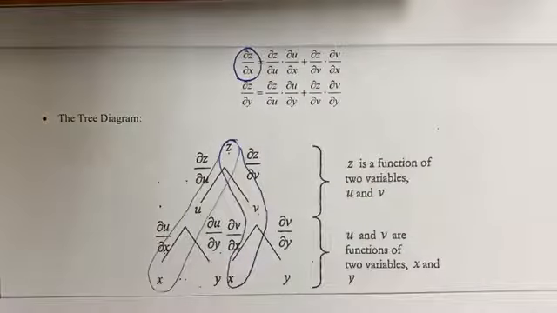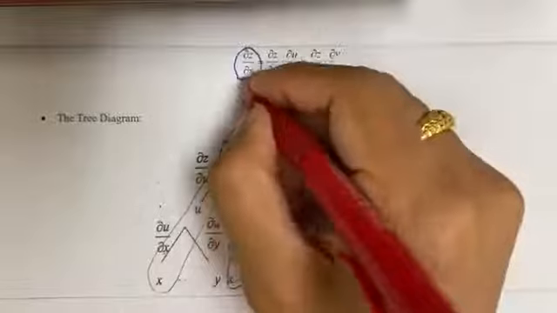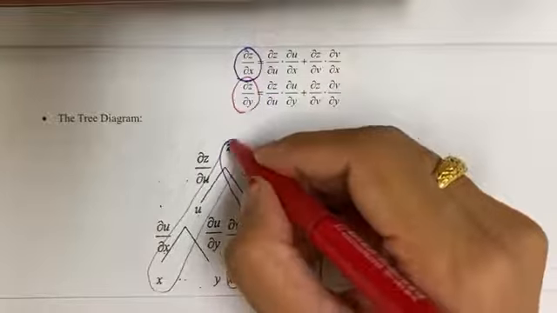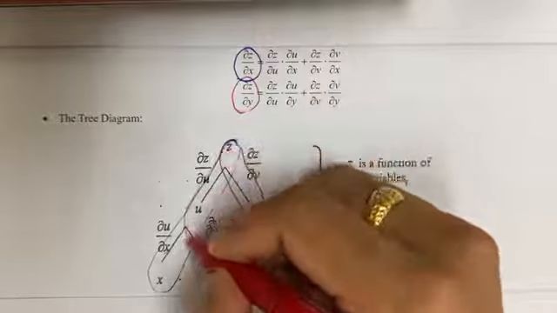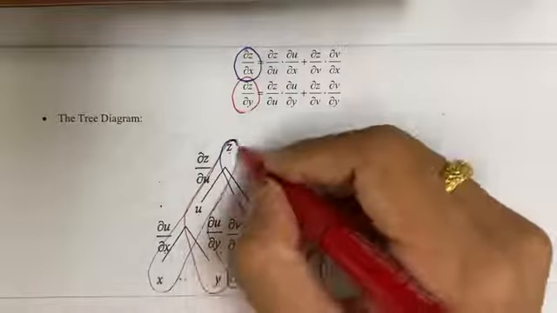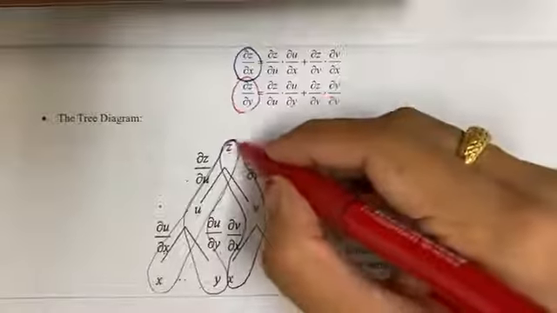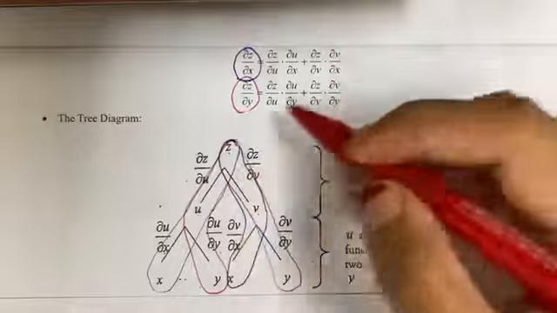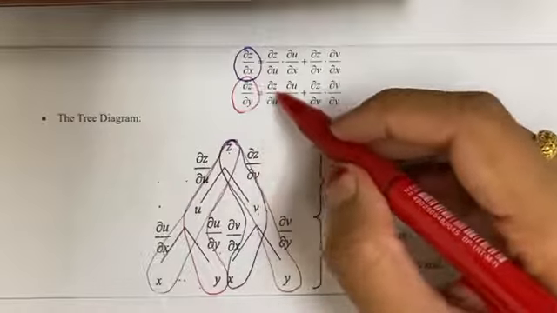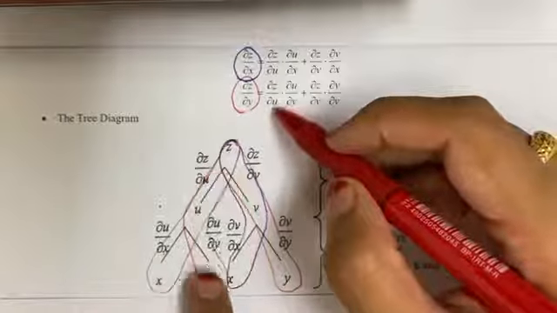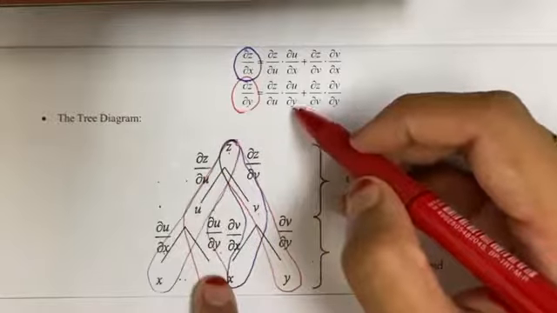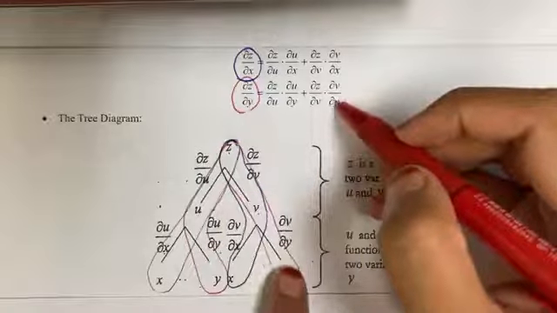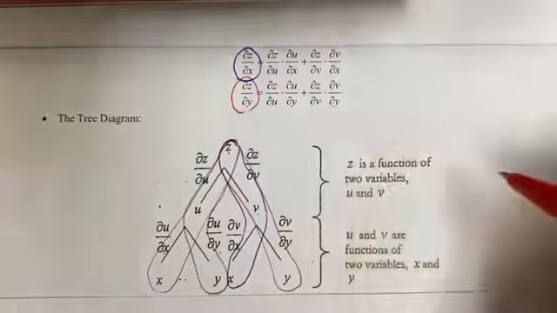And then for ∂z/∂y, you start with z and then find y. So you have z, u, and then y, and again plus z, v, and y. So that's why you have ∂z/∂y equal to ∂z/∂u multiplied by ∂u/∂y plus ∂z/∂v multiplied by ∂v/∂y.